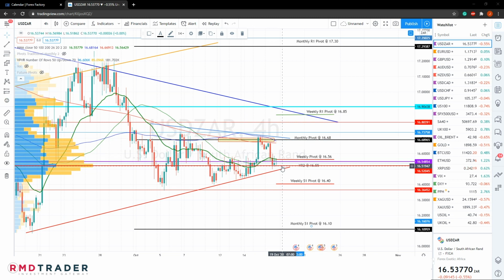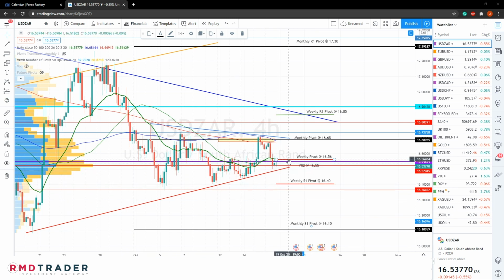At this stage, if price cannot get back above the weekly pivot, it's possible that we will see a move lower towards this weekly S1 pivot at 1640. And should we lose that support level, it's possible that price will finally get back to this lower target at the monthly S1 pivot at 1610. Of course, that is dependent on also a loss of this lower diagonal resistance, or support.